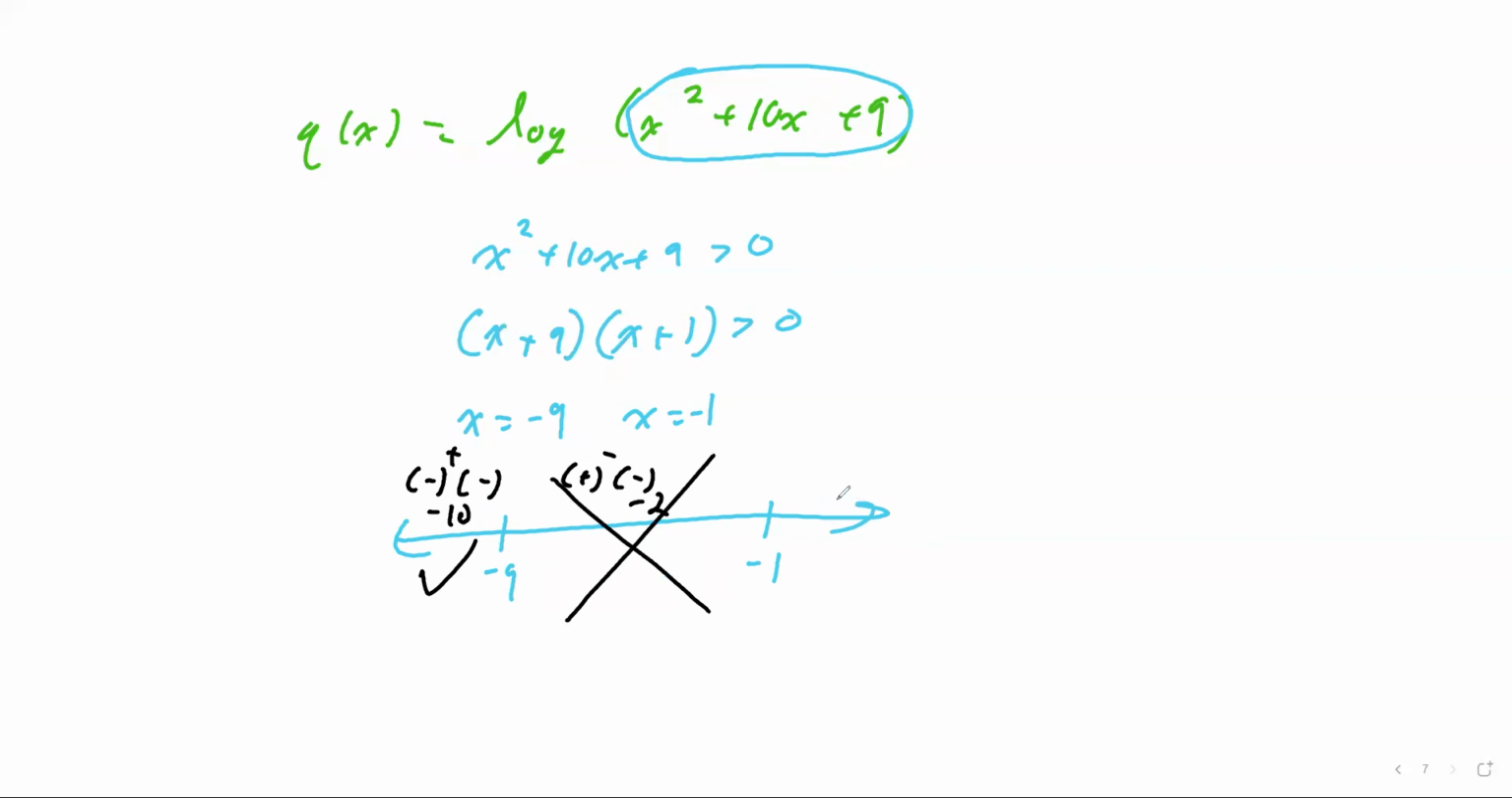Choose something greater than negative 1. 0 is always a good number. 0 plus 9 would be a positive number. 0 plus 1 would be a positive number. Two positives make a positive, so a positive is greater than 0, so that would work. So the domain here would actually be negative infinity to negative 9, with parentheses, because it doesn't have an equal to, union negative 1 to positive infinity.